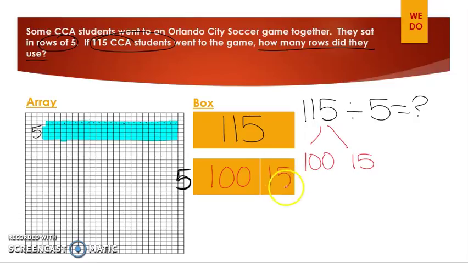Here's 115. 5 times what equals 100? Well, I know that 5 times 2 is 10, so 5 times 20 must be 100. 5 times what equals 15? Oh, I know this fact. 5 times 3 equals 15. So 20 plus 3 equals 23. 115 divided by 5 is 23. There are 23 students in each row.